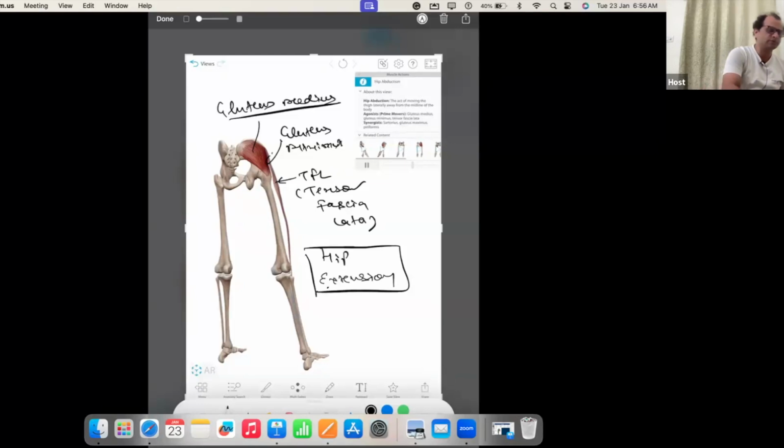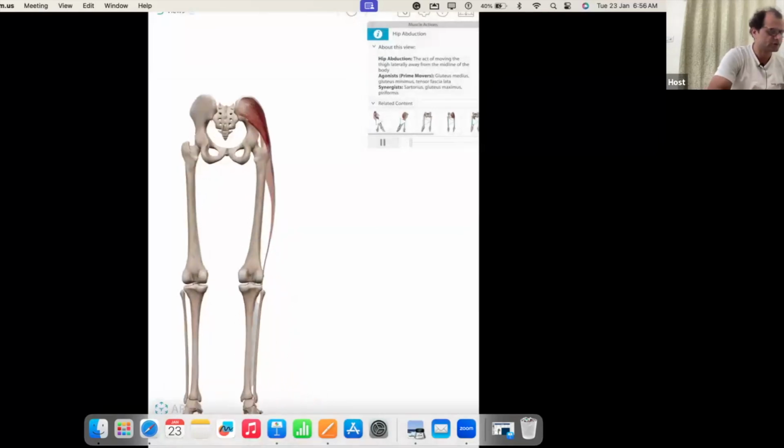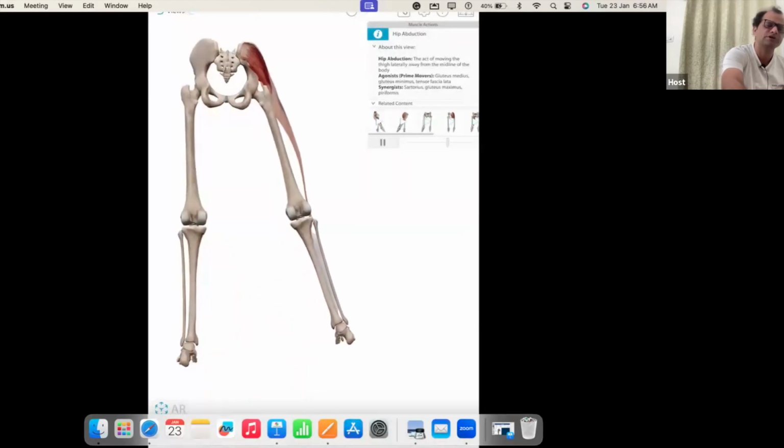So let's do this movement. Now we'll be doing the hip extension. We have to do this movement. First we'll do it in the standing position, then we'll do it in the lying down position. So we are ready for this movement now.